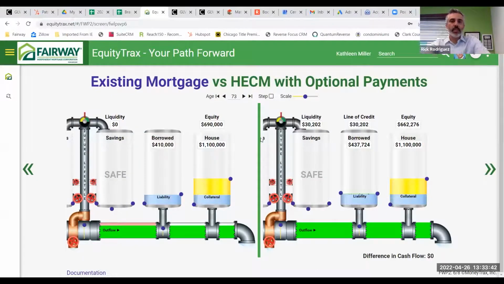Okay, and here's the side-by-side, same numbers that we started with. If you notice, starting balance here on the existing mortgage, $410,000. Starting balance here on the reverse mortgage, $437,000. Line of credit at day 1 is $30,000. So now what I want you to pay attention to here is, again, the savings account bucket over here with the reverse mortgage. And you're going to see this increasing because now with the reverse mortgage, payments are going right into the savings retirement account.